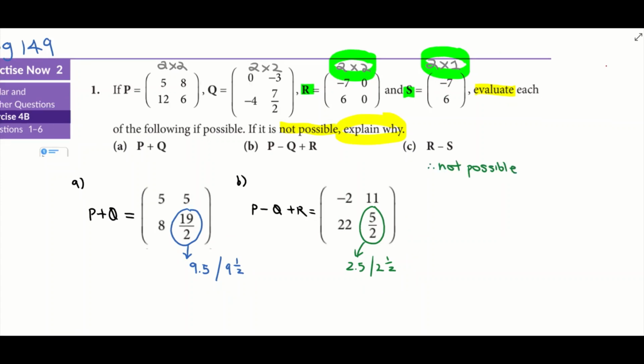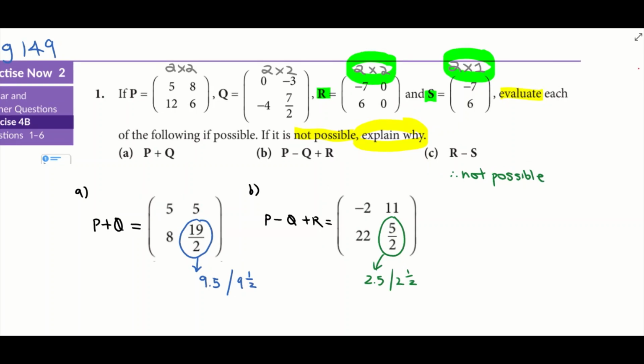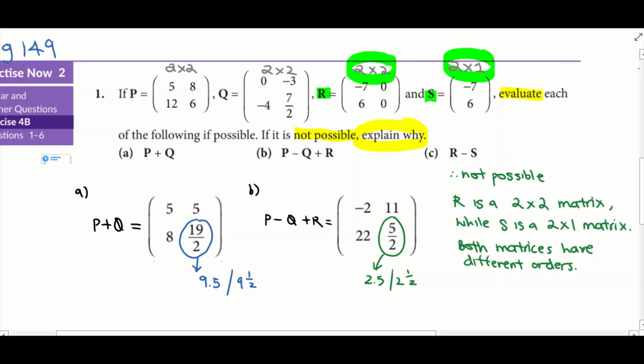In order for us to subtract or add matrices, you must make sure that they have the same order. And we need to write some explanations to explain our answer. We will explain that R is a 2 by 2 matrix, while S is a 2 by 1 matrix, and hence both matrices have different orders, which means that it's not possible to find the answer.